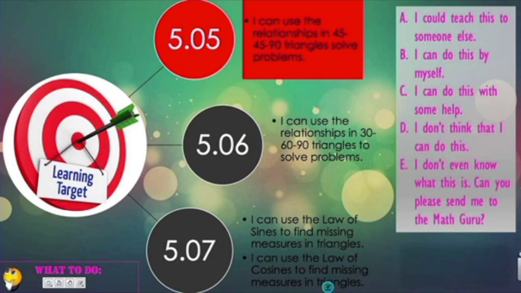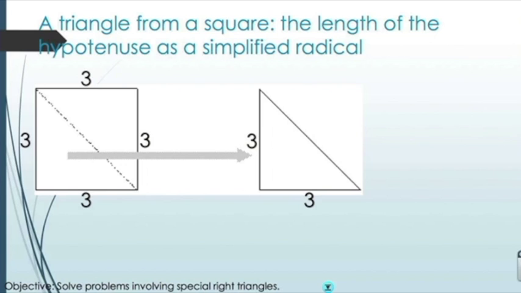All right, let's get started on our first objective. Use the relationships in 45-45-90 triangles to solve problems. This is important, guys. I don't know if you saw earlier, but it's a green standard, and this band is worth 40% of your test.